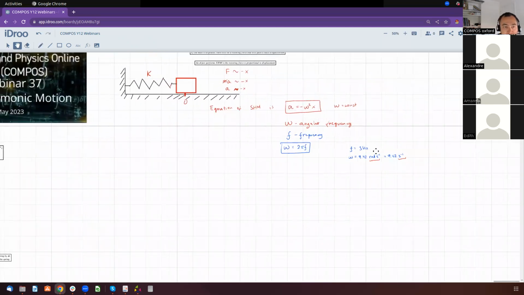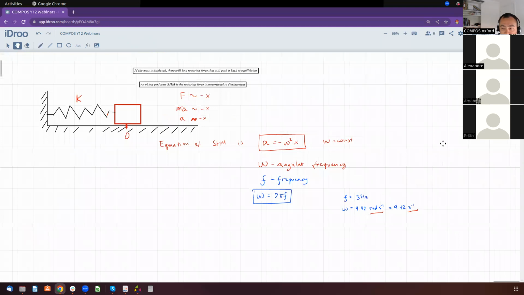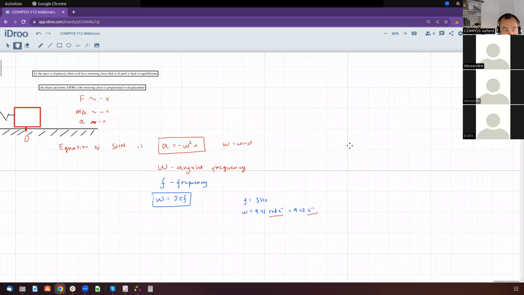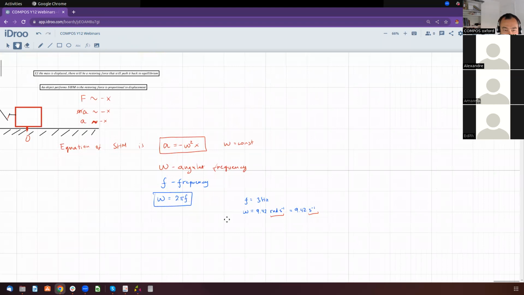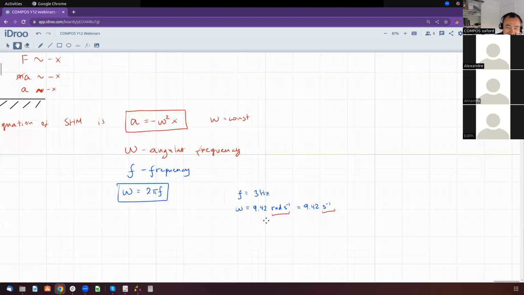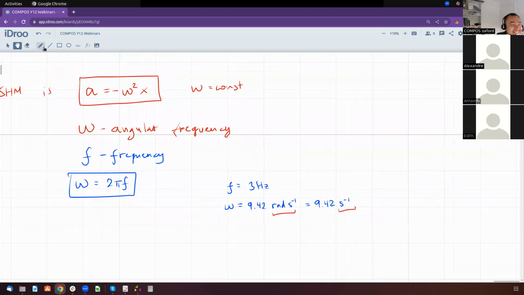Okay, very good. Now, another example of simple harmonic motion. You're probably right, Edith. Yes, it is, of course. Sorry, it is 6 pi. It is 18.84. 18.84. Thank you. Radians per second.